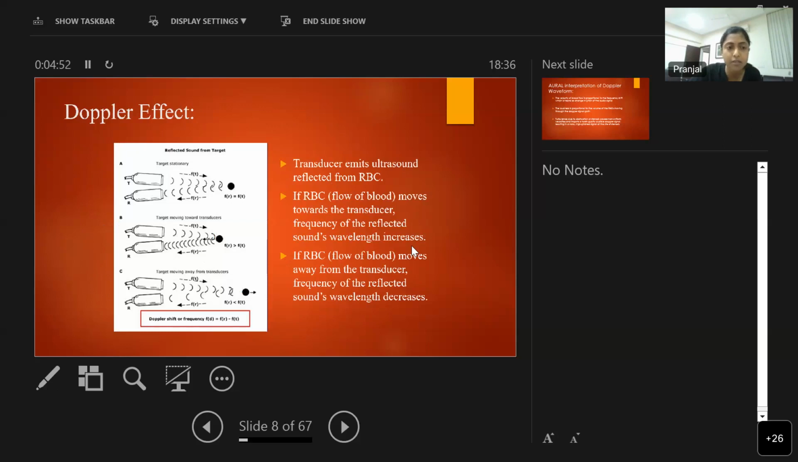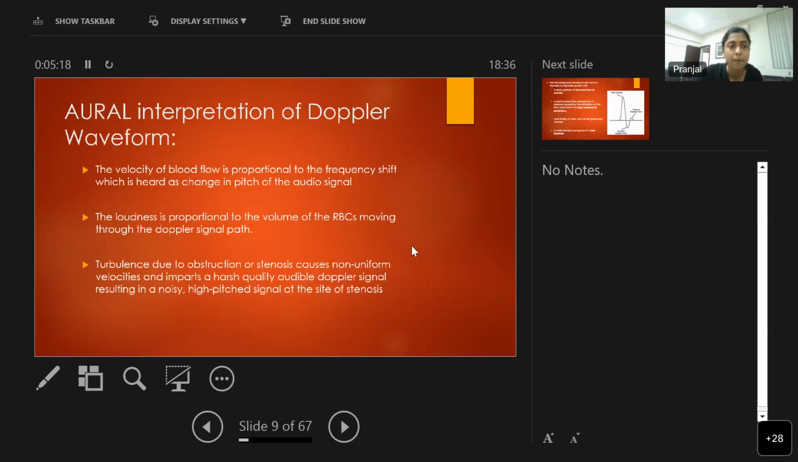The Doppler ultrasound is based on the Doppler effect, in which the transducer emits an ultrasound wave reflected from the RBC. If the RBC, that is the flow of the blood, is towards the transducer, the frequency of the reflected sound wave increases, while vice versa when it is flowing away from the transducer. That is, there is a decrease in the wavelength of the sound that is reflected. The oral interpretation of this Doppler waveform is that the velocity of the blood flow is proportional to the frequency shift, which is heard as a change in the pitch of the audio signal.